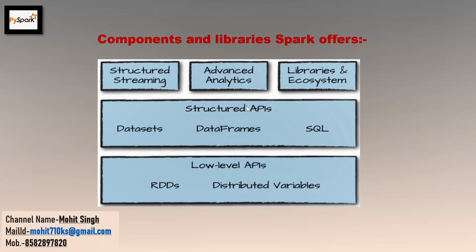Now let us discuss what components and libraries Spark offers. So here, if you see, Spark offers libraries for different domains, like streaming data processing, analytics, and the structured API. That means if you want to work on structured data, then we can use datasets, DataFrames, and also Spark SQL, where we can write our code in SQL in order to process our data or do some kind of analysis. It also provides low-level APIs, which are RDDs, resilient distributed datasets. We'll understand these terms in great detail in our upcoming videos. Second is distributed variables. So these are the different components and libraries which Spark offers. And because of these libraries, the features of Spark increase many folds.